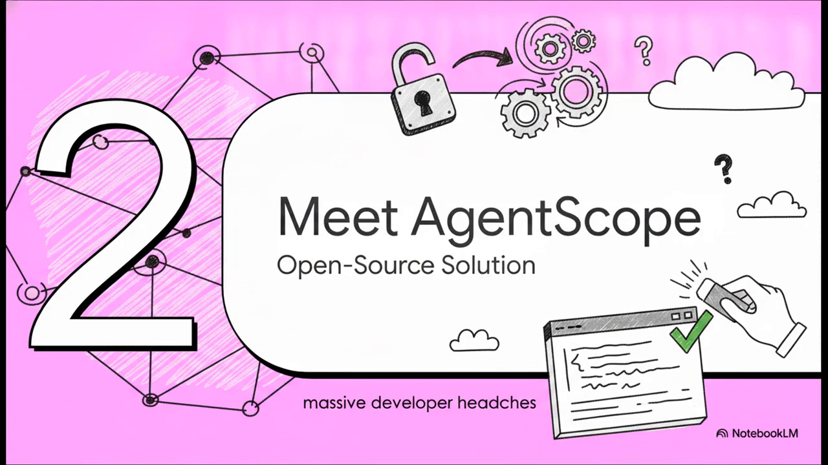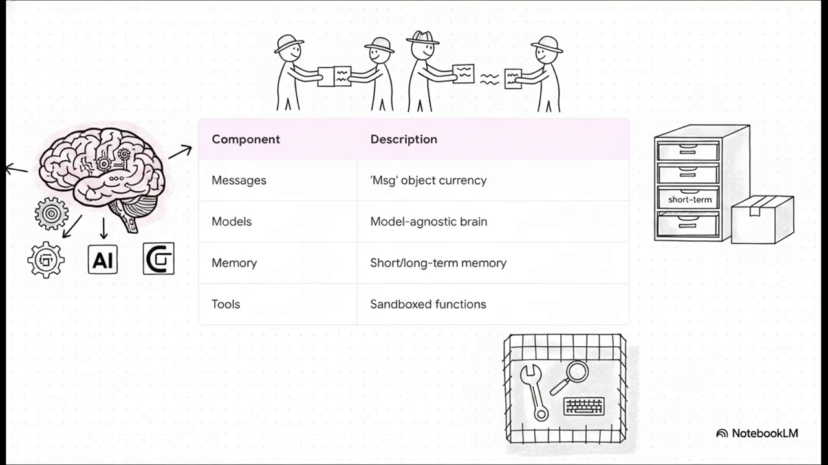Section 2. Meet AgentScope, the open-source solution. So AgentScope was developed by Alibaba Group's Tongyi Lab, and it's released under the open-source Apache 2.0 license. It's got a super modular architecture built on 4 foundational components. Think of it like a corporate office. The messages, or Msg objects, that's your universal currency, basically the memos passed back and forth between your specialized workers.